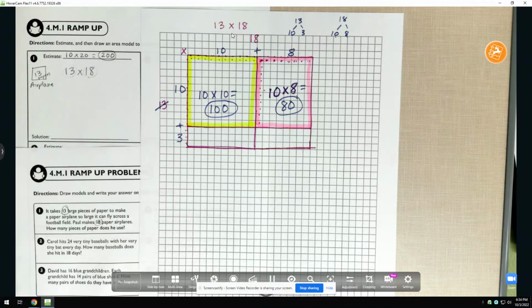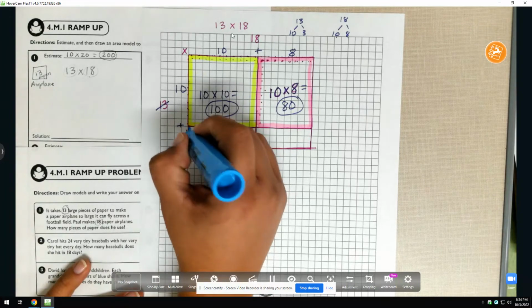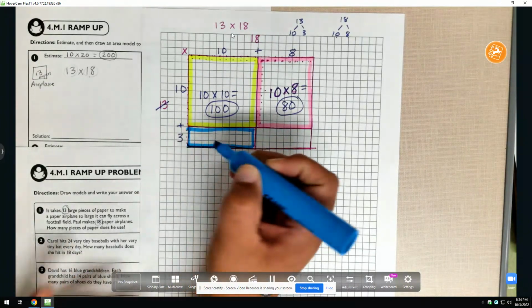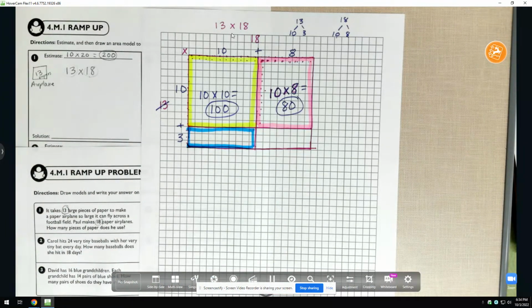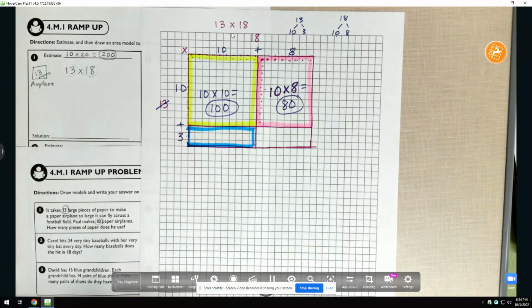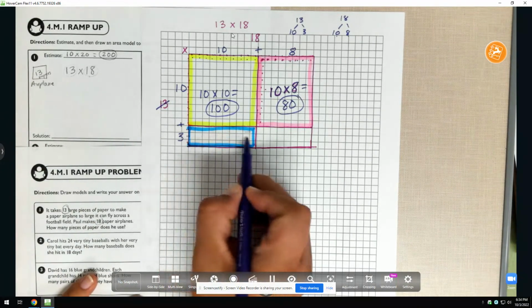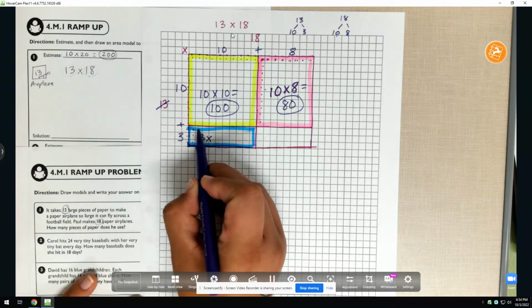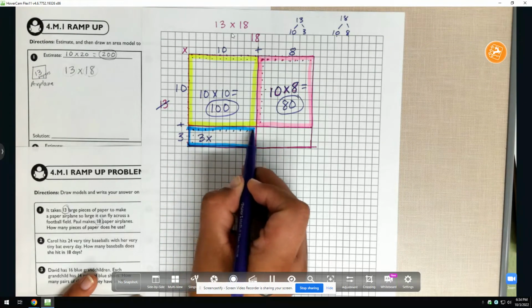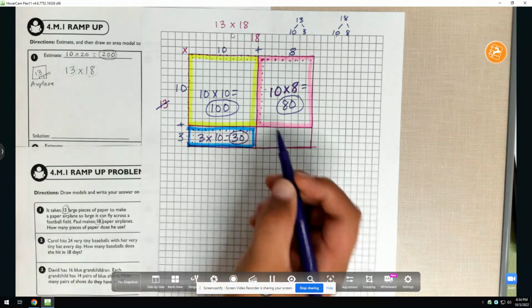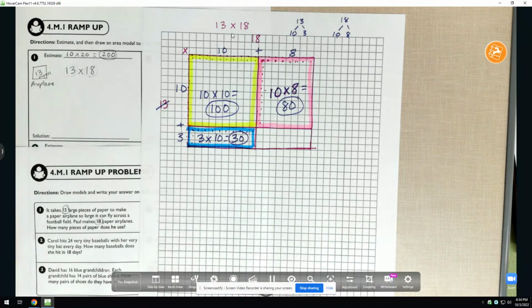So look at the blue area. All right, that blue area right there has 3 rows. 1, 2, 3. Times how many in each row? 1, 2, 3, 4, 5, 6, 7, 8, 9, 10 in each row. 3 times 10 is 30. So if I were to count up all those squares in that blue area, I would count up 30 squares.